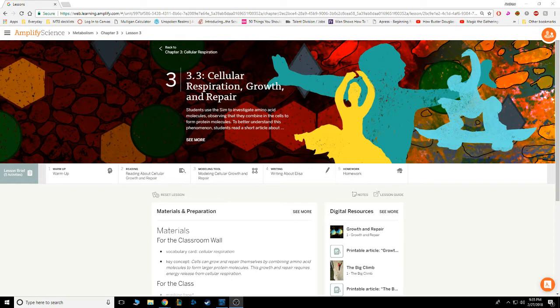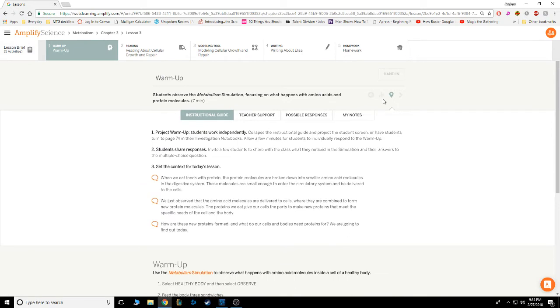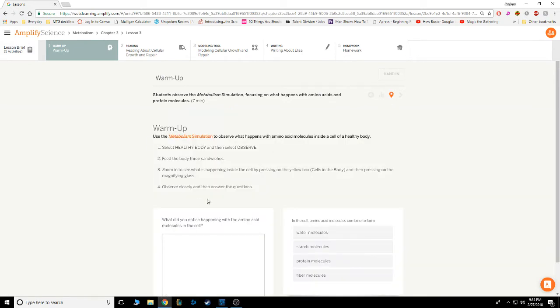In this chapter, we're going to look at cellular respiration, which is how the cell gets energy, growth, meaning how the cell gets bigger or adds new cells, and then repair, what happens to a cell when it gets damaged. We're going to see this in a couple parts, but we're going to start with the warm-up to get going. In this warm-up, we're going to take about 7 minutes to look through this question and then answer it. Let's go ahead and go step by step.